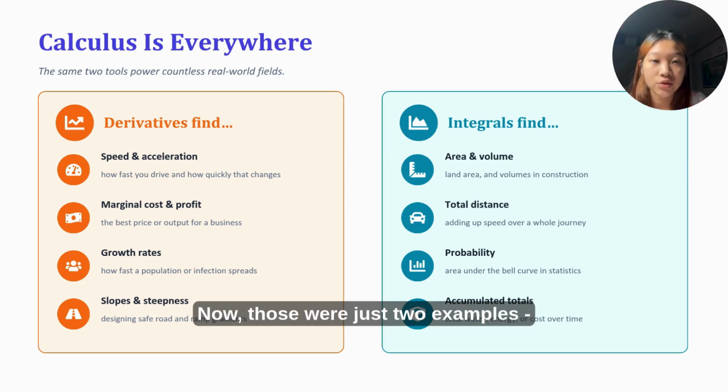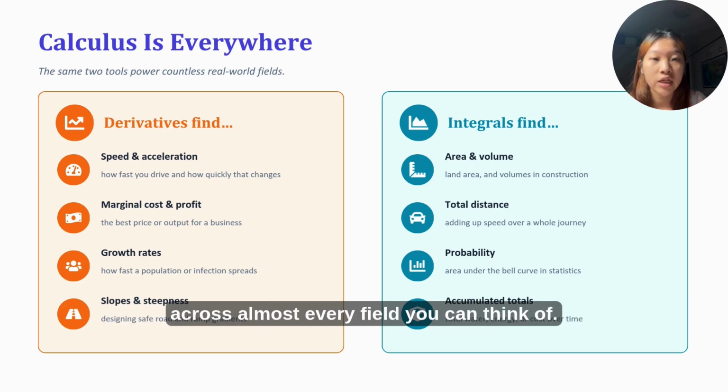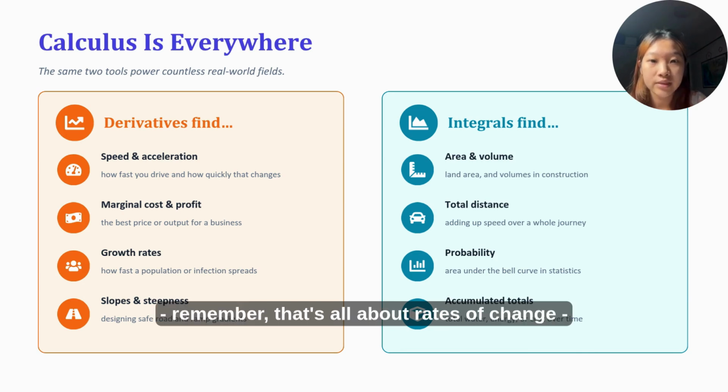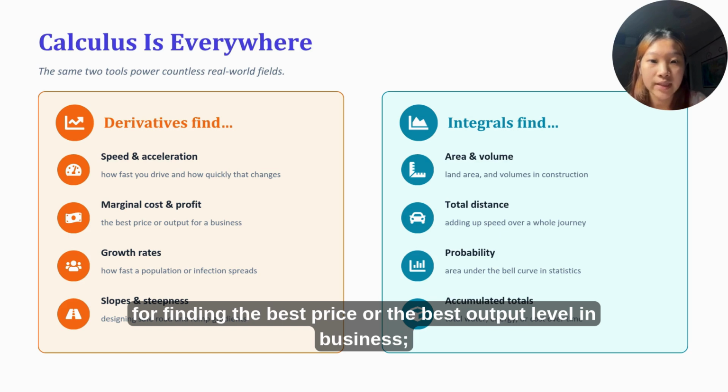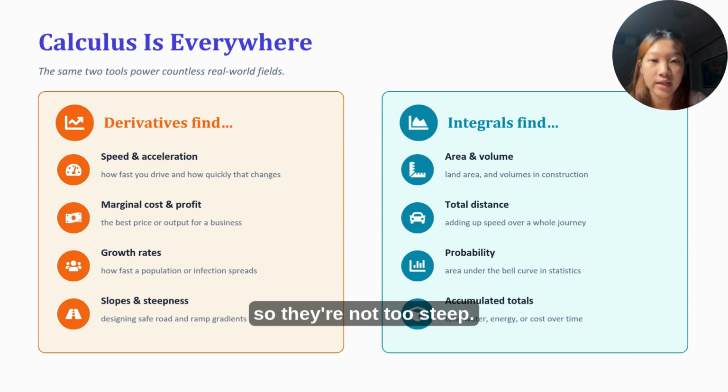Now, those were just two examples, but I really want to drive home the point that calculus is genuinely everywhere, across almost every field you can think of. On the derivatives side, remember that's all about rates of change. We use them constantly. We use derivatives for speed and acceleration when driving, for finding the best price or the best output level in business, for measuring how quickly a population grows or how fast an infection spreads through the community, and even for designing safe slopes and gradients on roads and wheelchair ramps so they are not too steep.